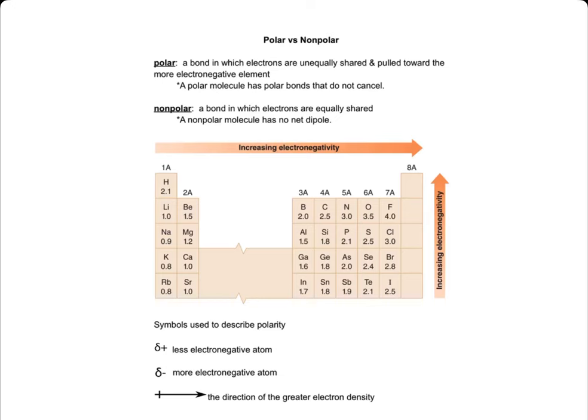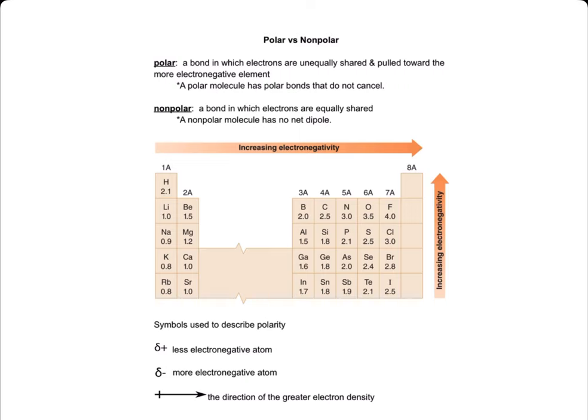We're going to be talking about polar versus nonpolar. A polar bond is a bond in which electrons are unequally shared and pulled toward the more electronegative element. A polar molecule has polar bonds that do not cancel. A nonpolar bond is a bond in which electrons are equally shared. So a nonpolar molecule has no net dipole.